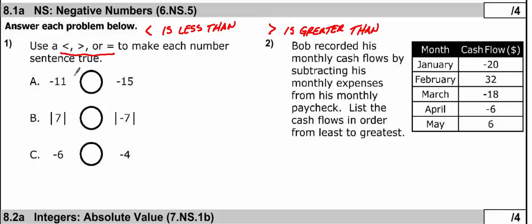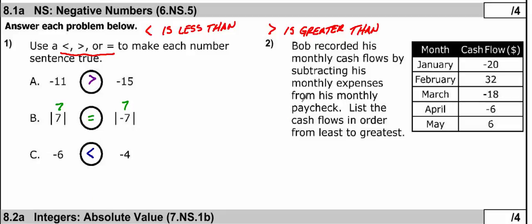All right, let's jump into these. Negative 11, negative 15. Negative 11 is the bigger number, so negative 11 is greater than negative 15. Absolute values. We talked about the fact that defining these first, showing what their absolute value is, will help us. So the absolute value of 7 is 7. The absolute value of negative 7 is 7. So these are equal to one another. And finally, negative 6 compared to negative 4. Negative 6 is smaller, so we would say negative 6 is less than negative 4.